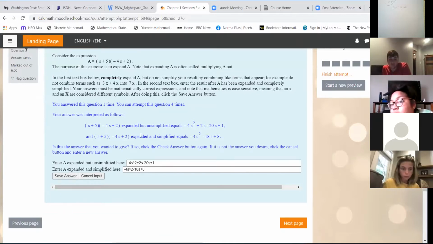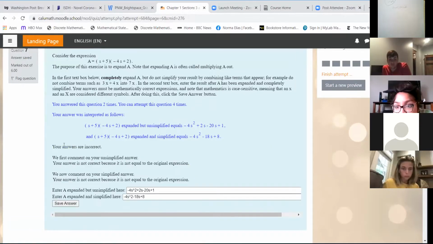Okay, it tells you how to interpret it. Save answer again. Now it tells you your first comment on the simplified one, your answer is not correct. Again, on the second one, it tells me it's not correct. So again, I go back and I can fix the problem.